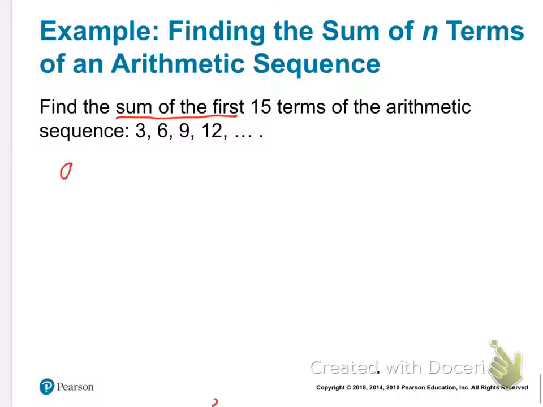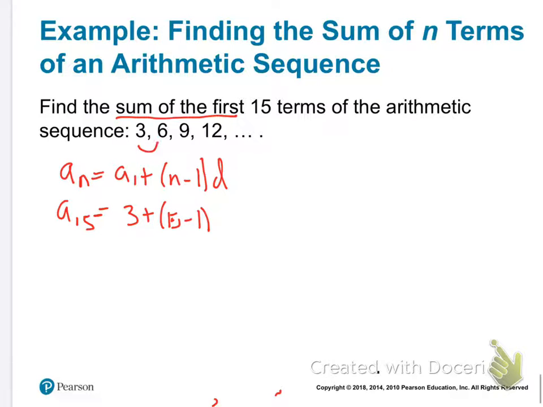So the first part would be finding our 15th term. You're going to use a sub n equals a sub 1 plus n minus 1 times d. So that's going to be 3 plus 15 minus 1 times my difference, which is a positive 3 because it's going up by 3 each time. So it gives me 3 plus 14 times 3, which gives me 45. So that is my 15th term.